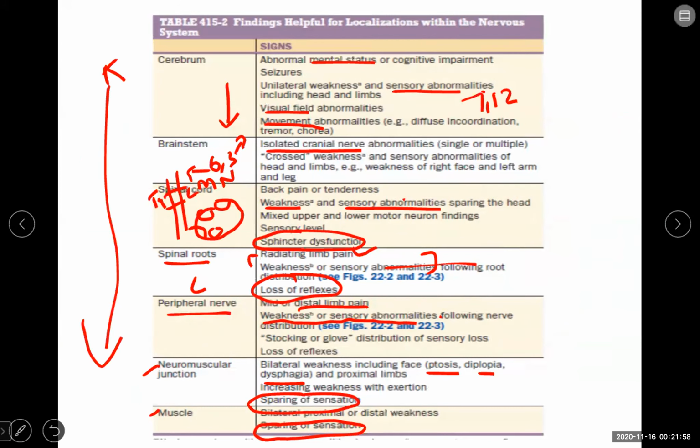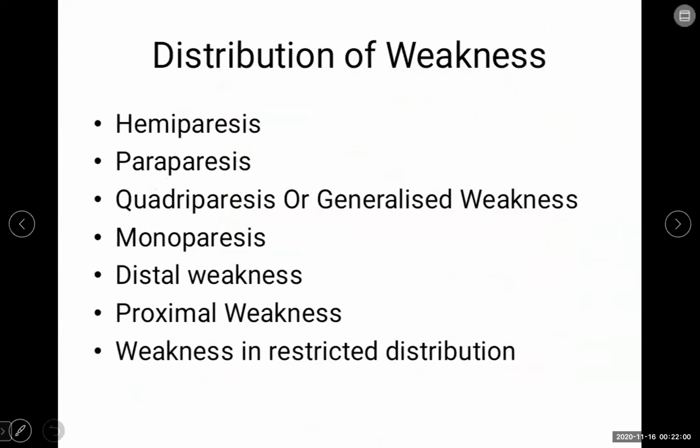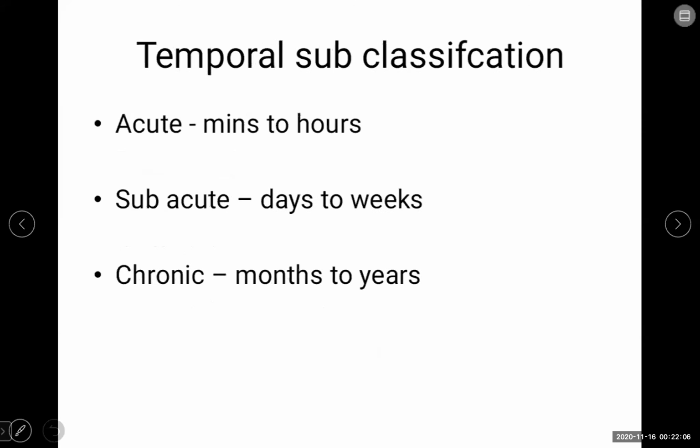Once you've done that, the next thing you look at is distribution. Is the patient having a hemiparesis, a paraparesis, or a quadriparesis? Once these three things are done, you look at the temporal subclassification, whether it's acute, subacute, or chronic. When you approach weakness in a systematic fashion, it narrows down the differential diagnosis and gives you a better idea of what the patient has and how you can evaluate the patient.